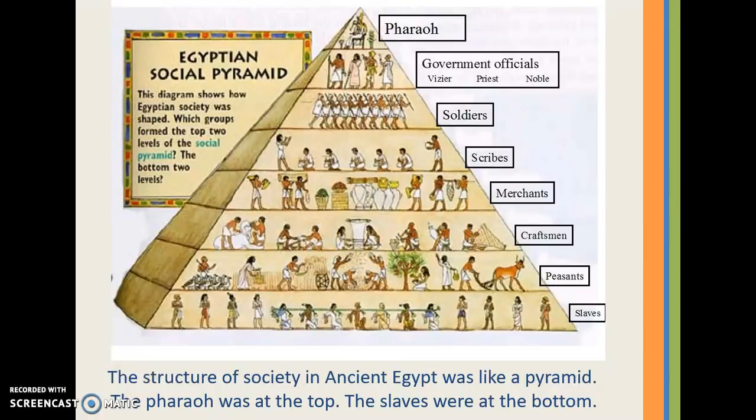In our society in the United States, we might put athletes or movie stars or rappers at the top of that. Class systems are going to be something that we're going to talk about when I get back. But just know that this gives you a look at who was important and who wasn't.